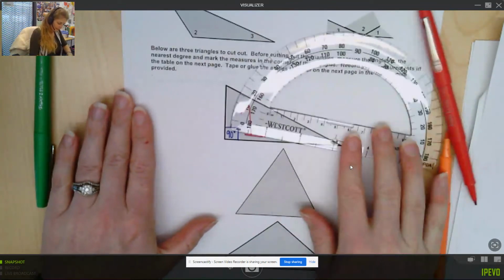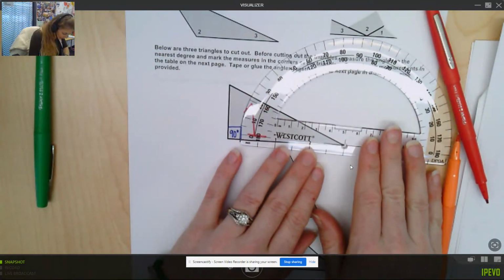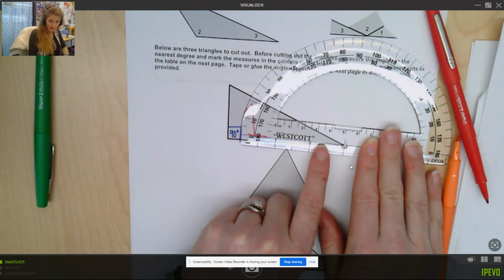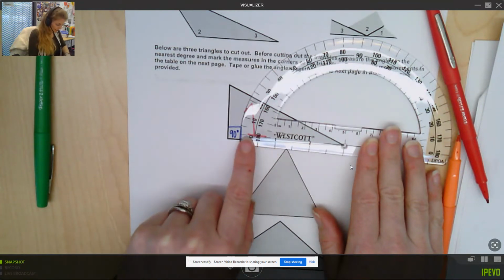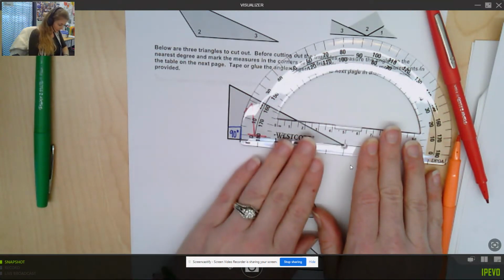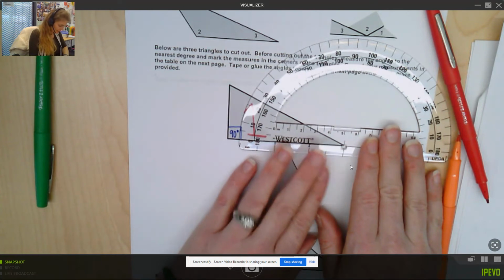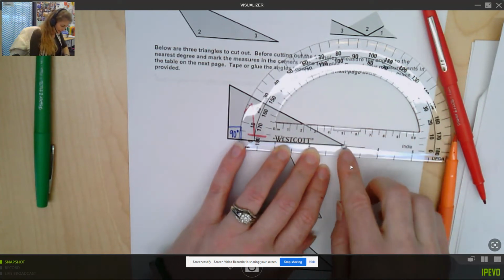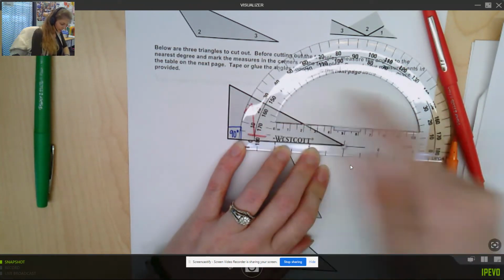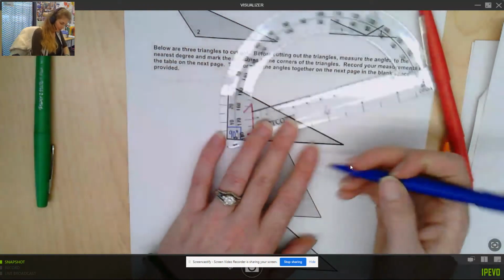I'm going to measure the angle over here now, lining up my vertex. And you see how this line isn't lining up with the 0. So I need to make sure to swoop, really line it up perfectly. And it's in between the 20 and the 30, so that is 25 degrees.